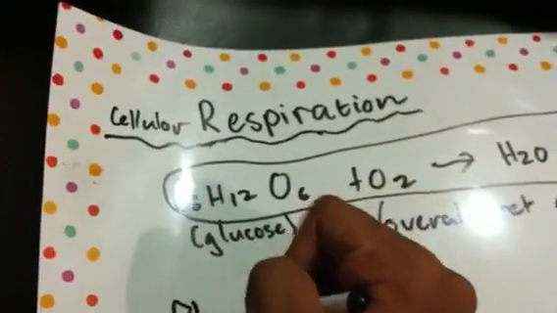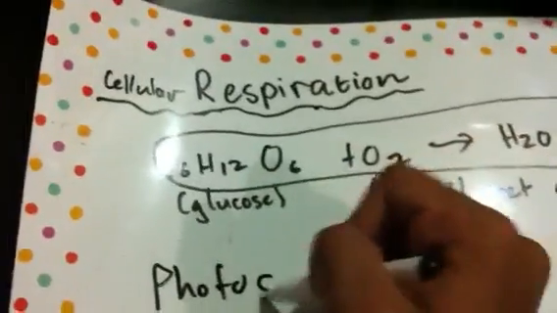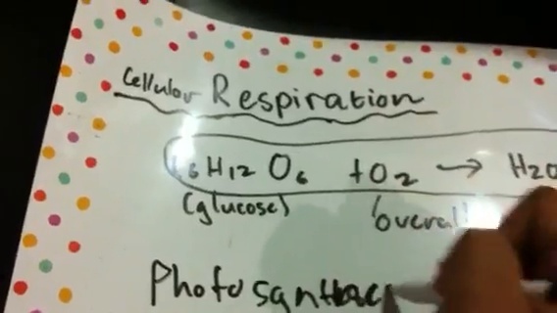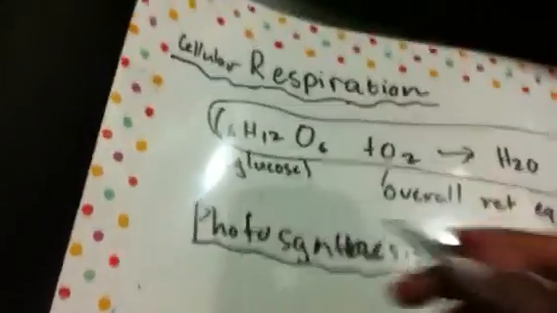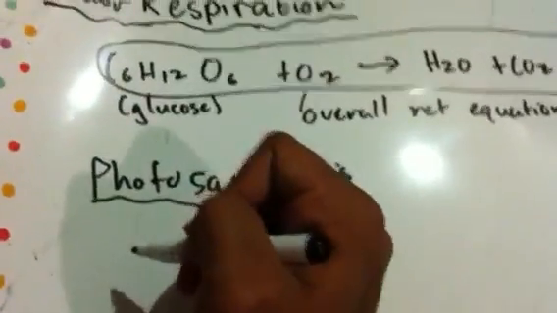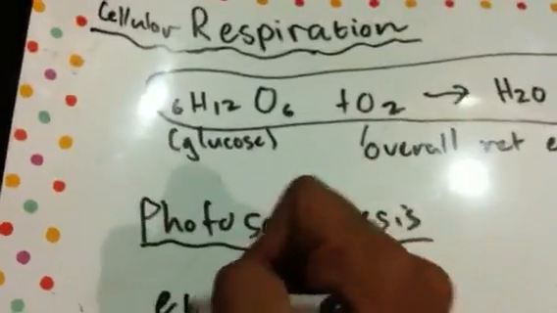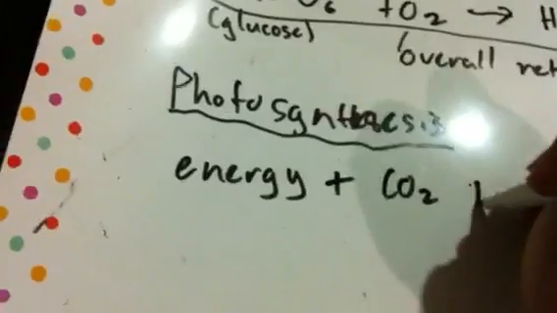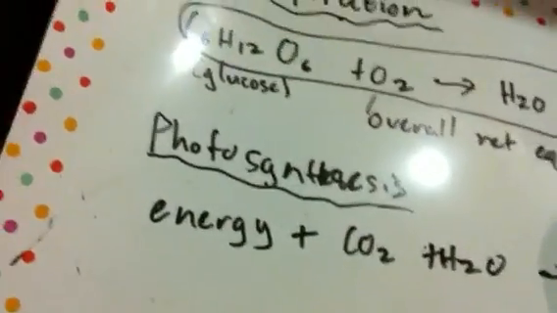Now, this is the photosynthesis equation. What's happening here is that we have exactly the opposite process occurring. So light energy from the sun is being added to CO2 plus H2O to yield glucose plus oxygen.